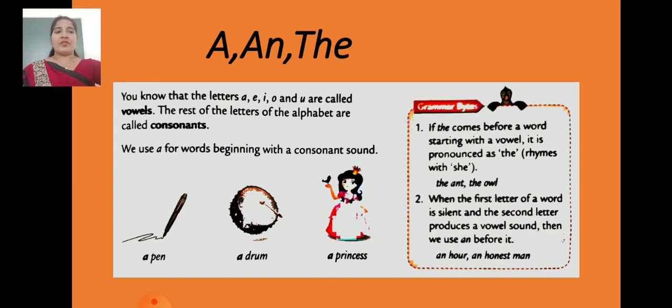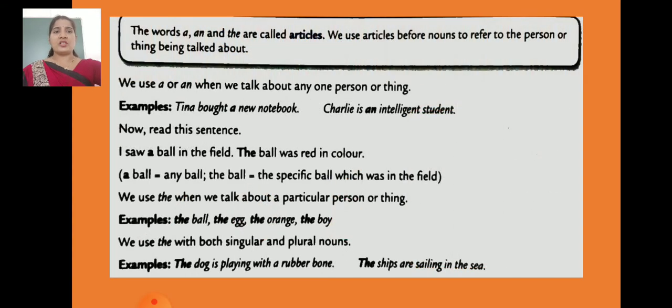When the first letter of a word is silent and the second letter presents a vowel sound, then we use an before it, like hour, H-O-U-R. The H is silent. We are not saying hour with an H sound. The first letter is silent and the second letter is a vowel, that's why we say an hour, an honest man. All these things I taught you, but we are just going through them. The words a, an and the are called articles, like an egg, an aeroplane, an apple, an ice cream, etc.